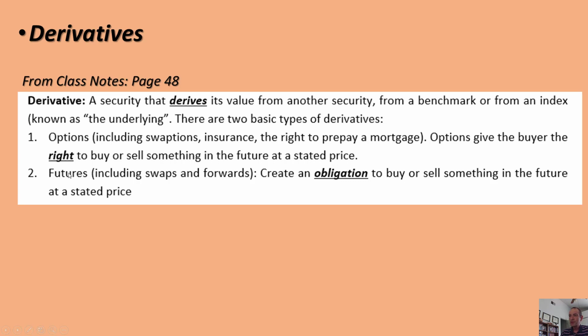When you do futures, futures include swaps and forwards. Swaps and forwards are not securities. They're assets. They're not traded on public markets. Futures are on public markets. Options are on public markets. But swaps, swaptions, insurance, those are not publicly traded securities. Forwards are not publicly traded securities.